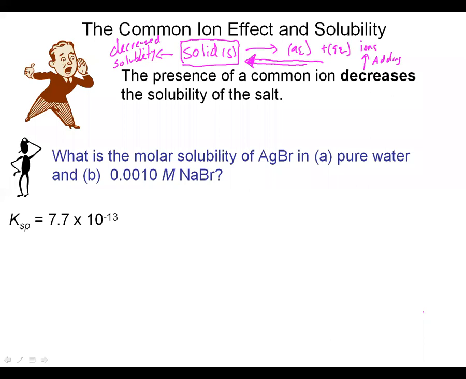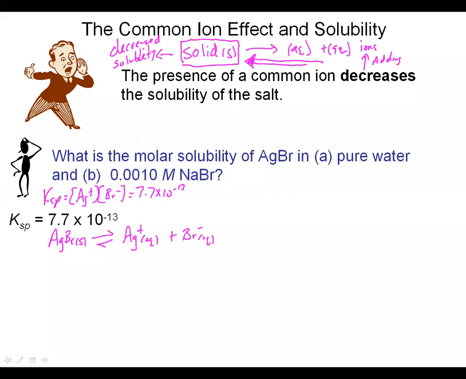Okay, so let's take a look at part A. In part A, we're just going to do a basic ICE table like we've done before. We have the KSP here for silver bromide, so we'll start with our silver bromide here. Again, we're given the KSP, so even if you're not sure about solubility rules, it's a pretty safe bet it is a solid. It's going to break apart into a silver ion and a bromide ion. Our KSP expression would be the silver ion times the bromide ion, and that equals 7.7 times 10 to the minus 13.